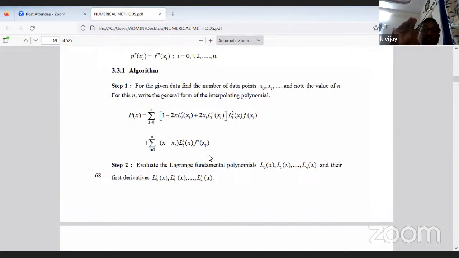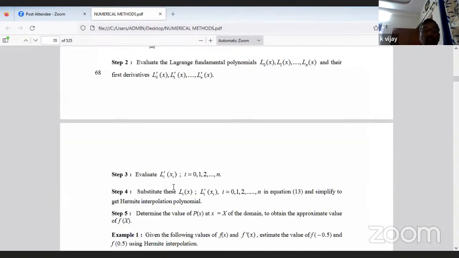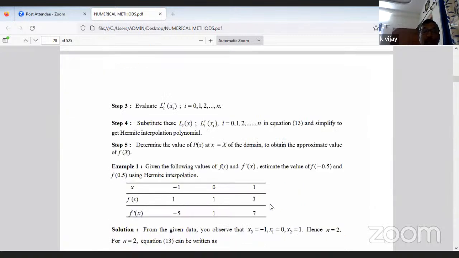P of x equals summation of i equals 0 to n of [1 minus 2(x minus xi) Li dash(xi)] Li square(x) f(xi) plus summation of i equals 0 to n of (x minus xi) Li square(x) f dash(xi). This is the formula. Lagrange fundamental polynomials L0(x), L1(x) and so on up to Ln(x), and their first derivatives L0 dash, L1 dash. Substitute i equals 0, 1, 2 up to n and simplify to get the Hermite polynomial.